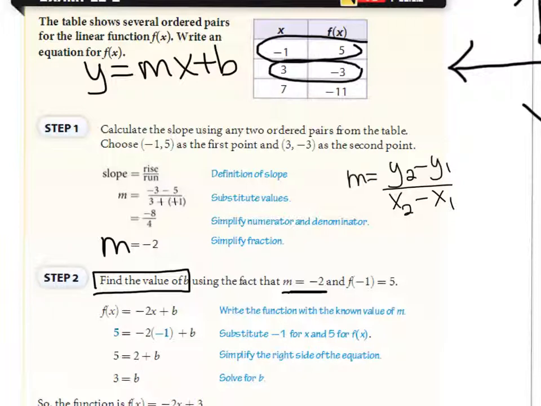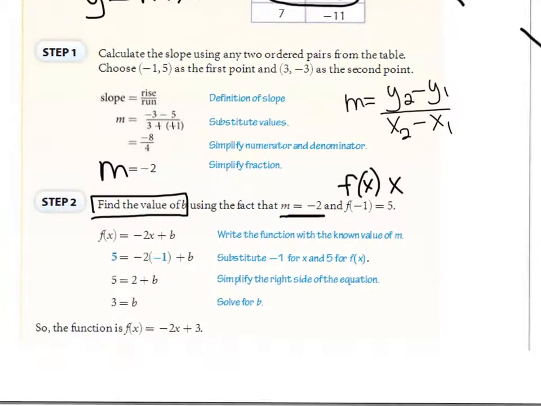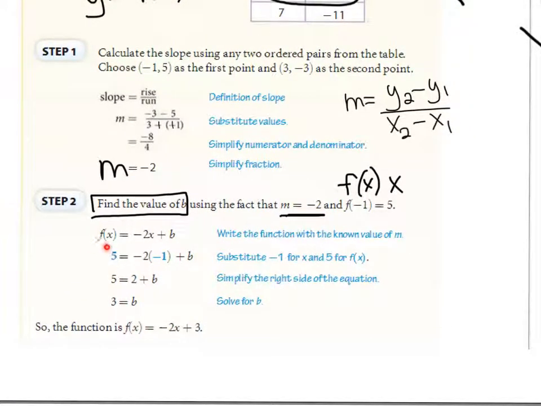They've chosen to use the first one. So I know that my x is 5 and f of x, or y, is -1. So we're going to replace those three numbers in so that the only variable left in the problem is b. So they've started the steps for you. So we start by writing f of x equals -2x plus b. We've substituted in the m we just found. Now we're going to substitute in f of x for 5. And when 5 is the output, -1 was the input, so we put that in for x. And then we solve for b.